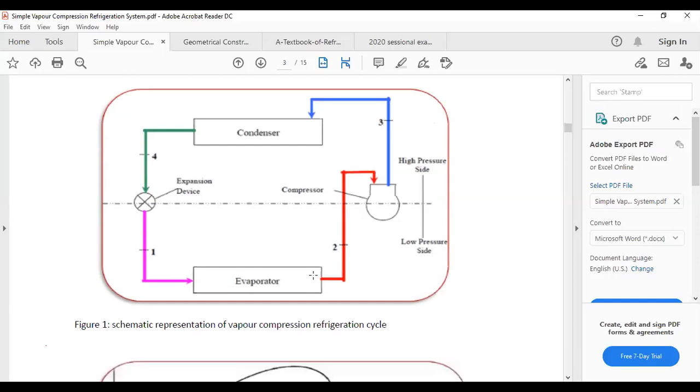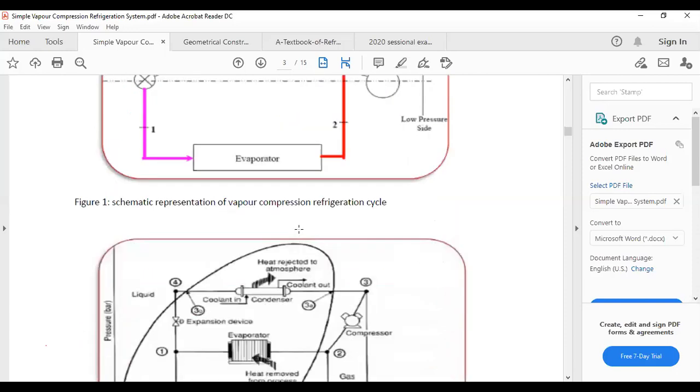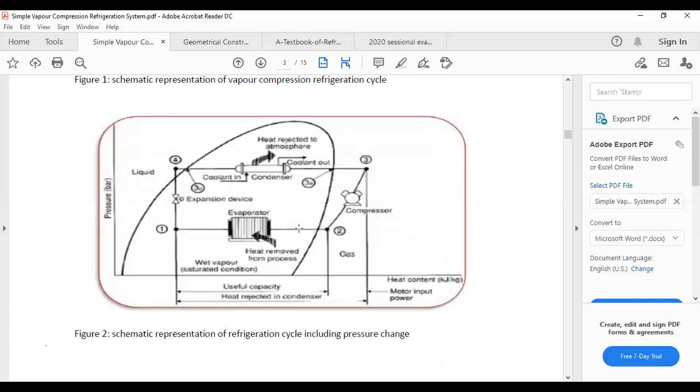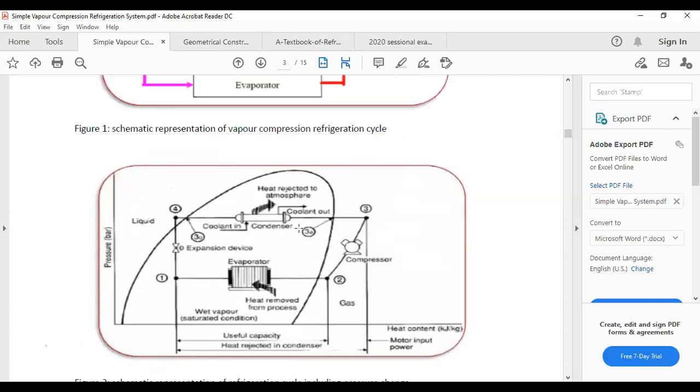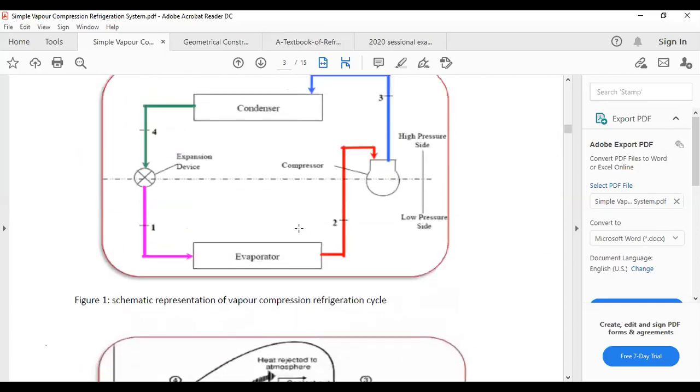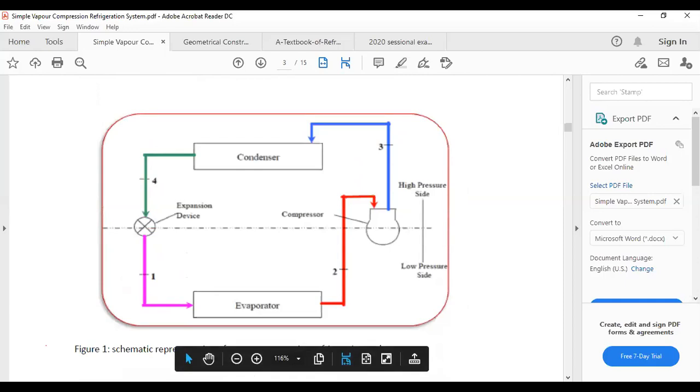Kindly unmute or mute yourself. The one who has just joined, kindly mute yourself. Okay.